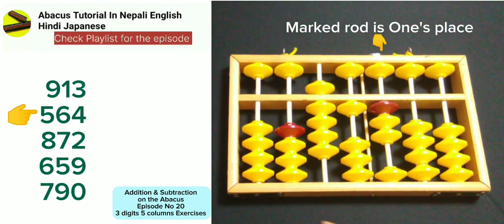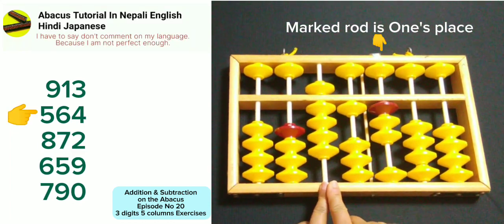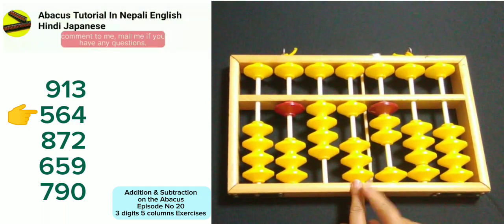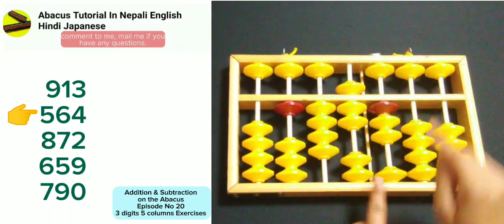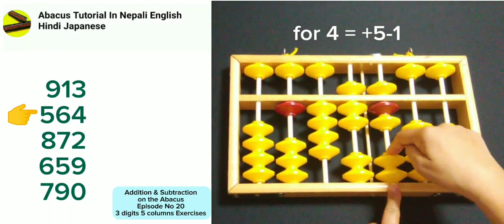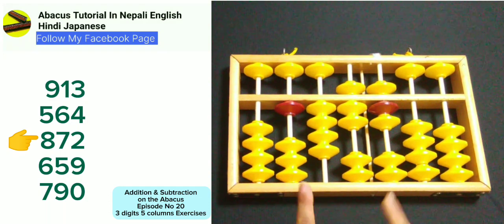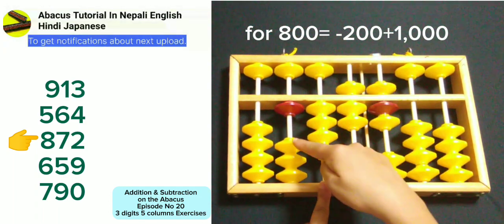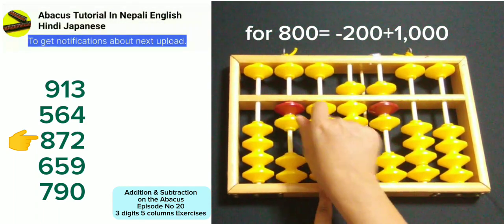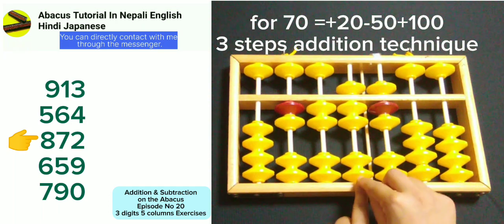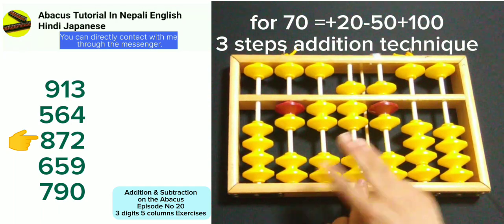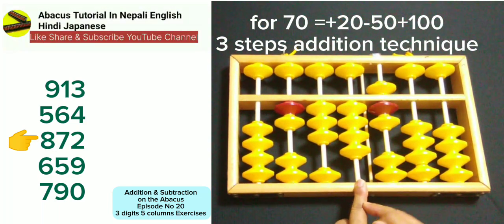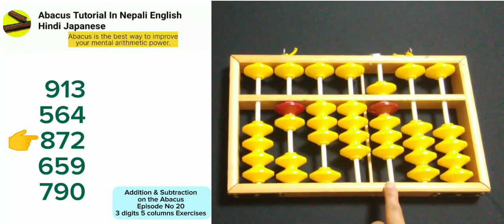Next is 564. 5 on 100th place, so you have to reduce 500 and borrow 1000, and 6 on 10th place, 6, and 4 you have to borrow this 5. Next is 872. 800 on 100th rod, so we have only 500, you have to borrow this 1000, so reduce to borrow this for 800. And for 7 you have to apply 3 steps addition.